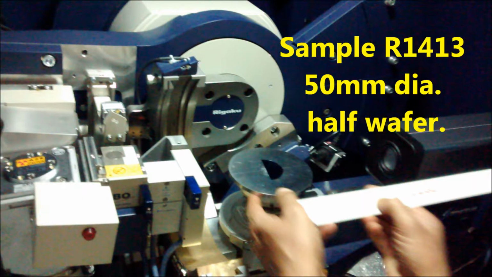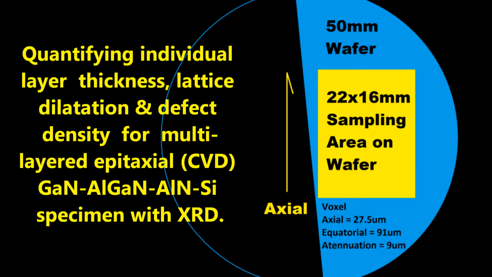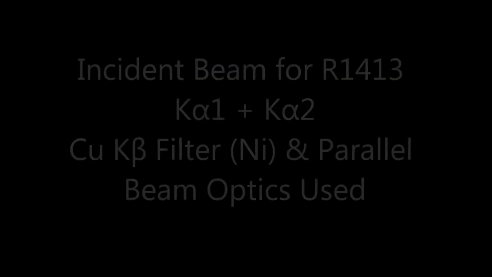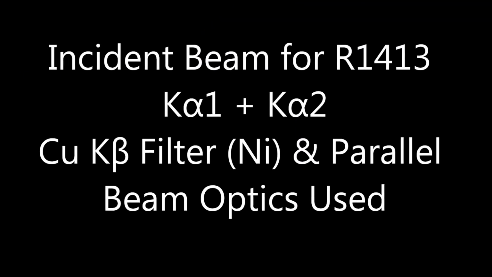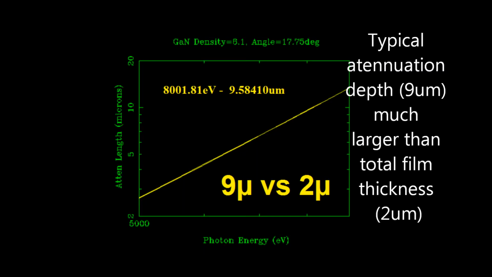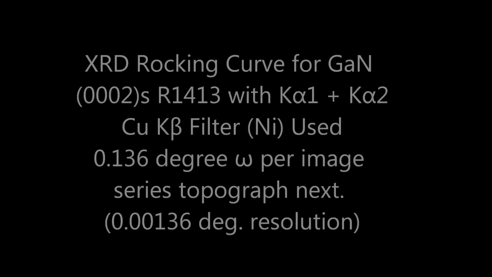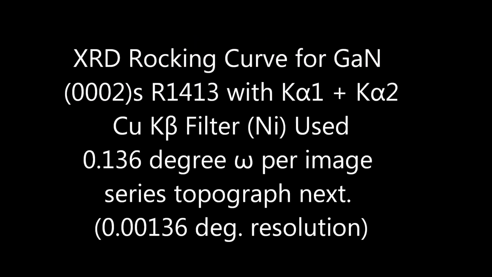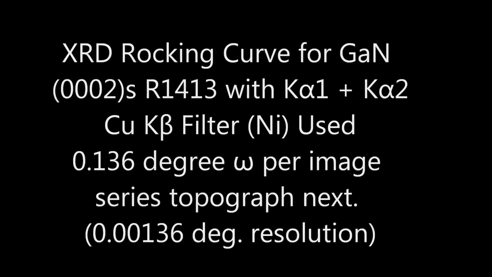On-site Axis and Rigaku SmartLab were combined to examine a 50 mm half wafer of gallium nitride grown epitaxially. Typical attenuation depth for gallium nitride with K-alpha-1 and K-alpha-2 is 9 microns, which is significantly larger than typical film thickness.